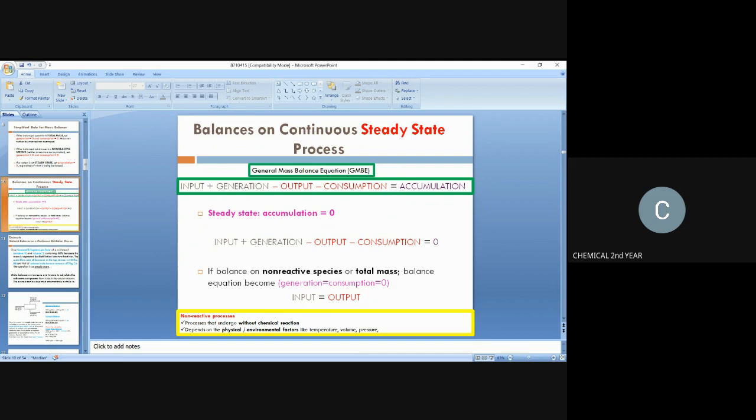For non-reactive processes, what is a non-reactive process? A process that undergoes without chemical reaction is known as a non-reactive process. It depends on physical or environmental factors like temperature, volume, and pressure. Non-reactive processes can be physical.